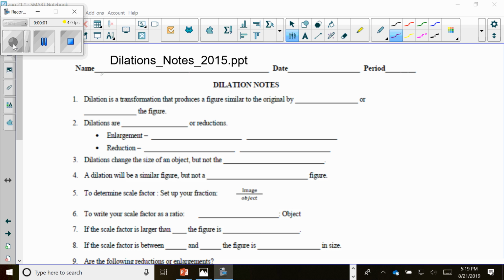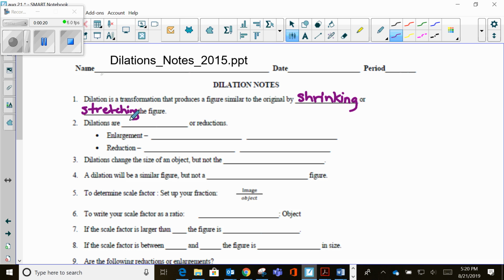Talking about dilations. Dilation is a transformation that produces a figure similar to the original by shrinking or stretching the figure. Dilations are enlargements or reductions. An enlargement creates a larger image, where a reduction creates a smaller image.